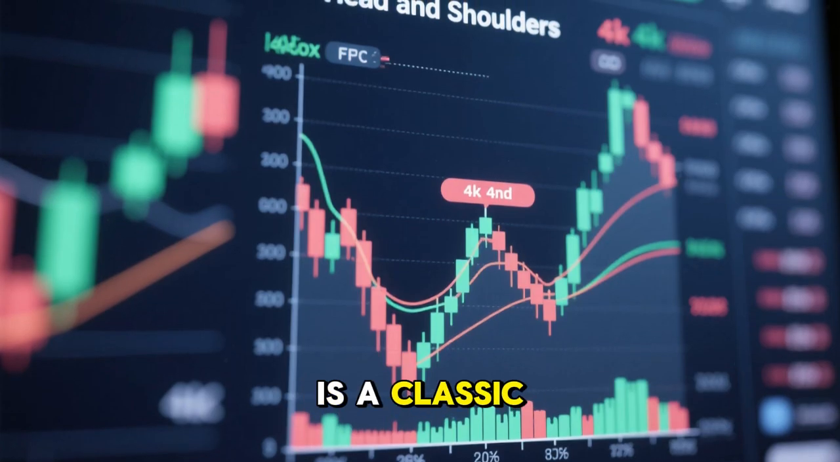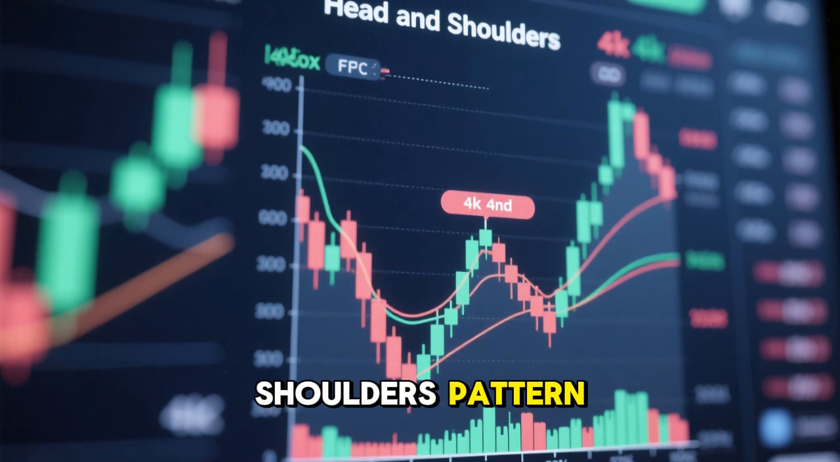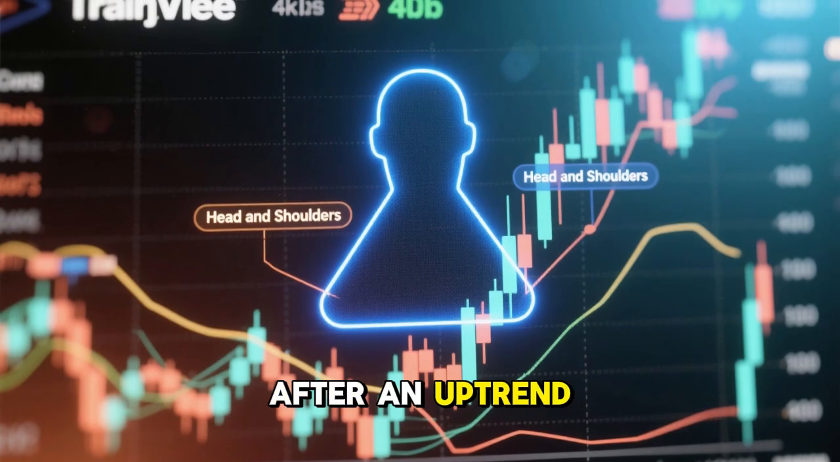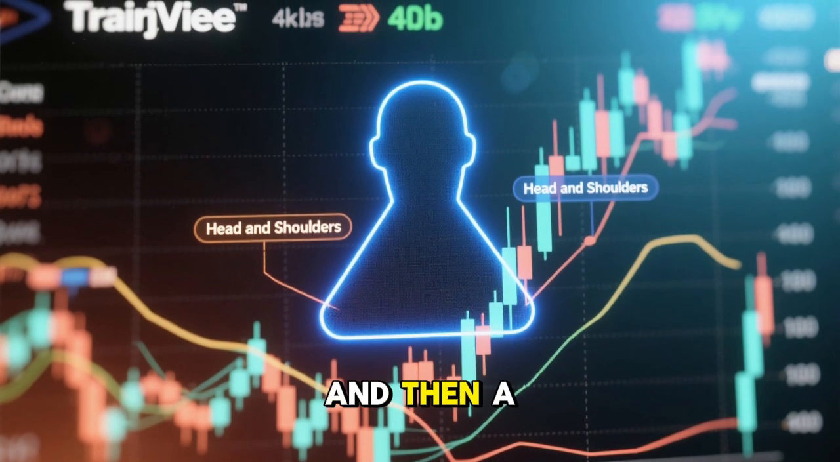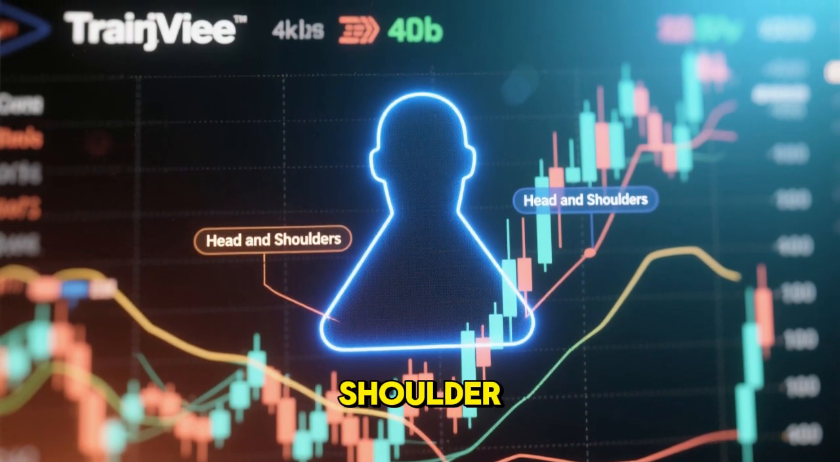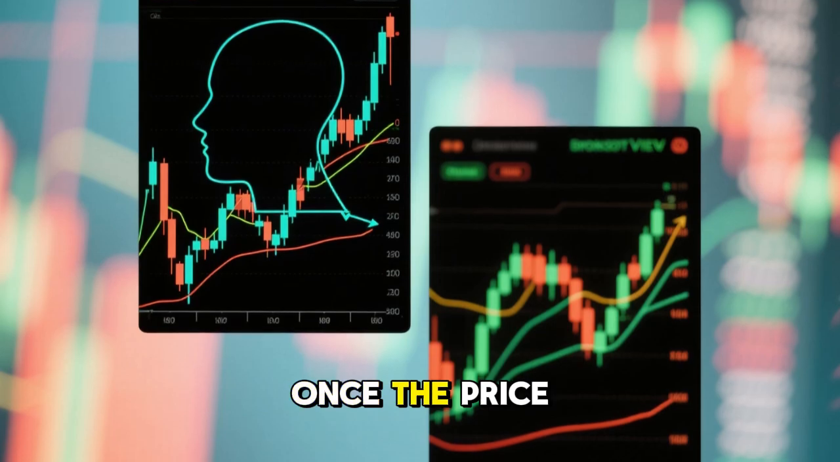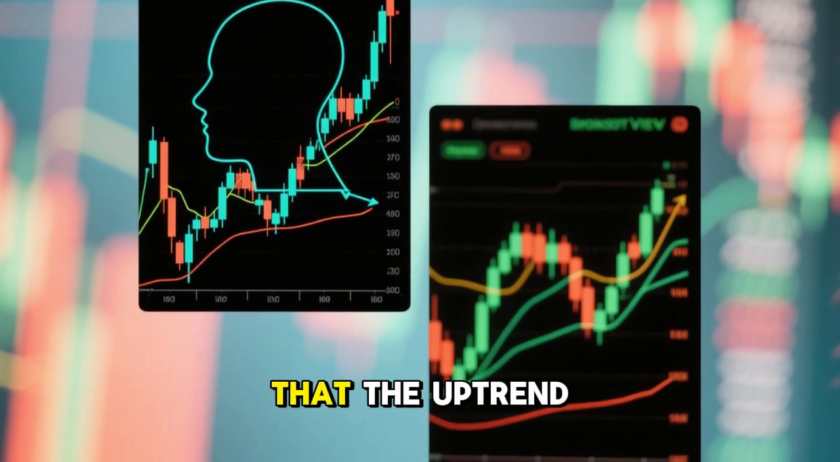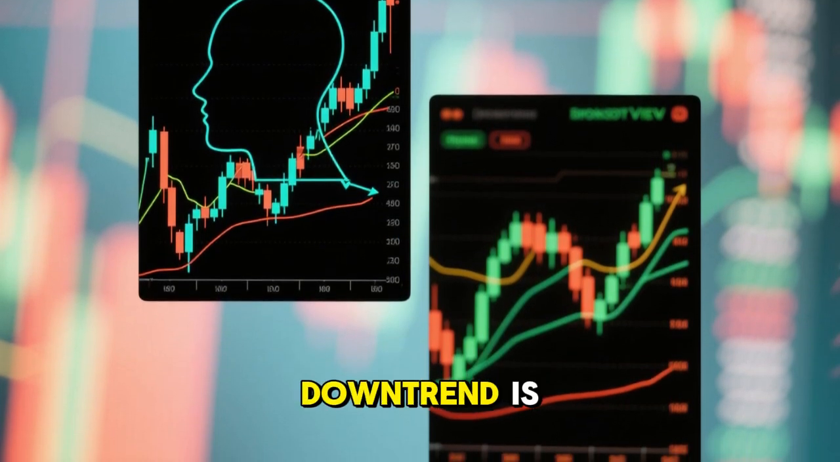This next one is a classic, the head and shoulders pattern. It's one of the most reliable reversal signals in Forex. After an uptrend, you'll see a peak, a higher peak, and then a lower peak, forming the left shoulder, head, and right shoulder. Once the price breaks below the neckline, which connects the lows, it often confirms that the uptrend is over and a new downtrend is beginning.